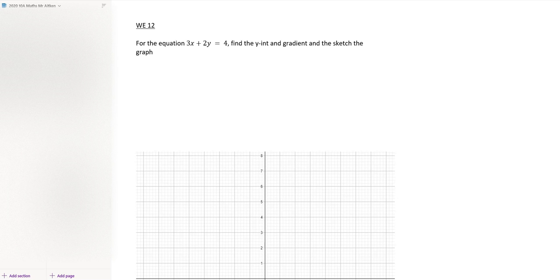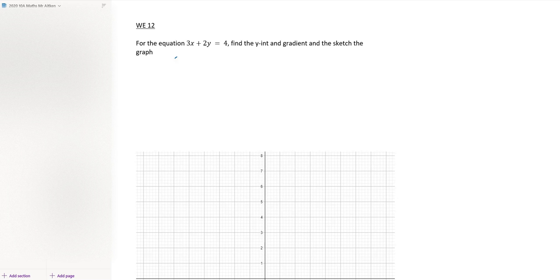And I can rearrange that. What do I essentially want to get on its own? I want to get y on its own, with a coefficient of positive 1. So it would be a mistake to think the gradient was 3. The coefficient of x right now is 3, but that's not the gradient, because it's on the same side as y for starters, and secondly, y has a coefficient of 2 instead of positive 1.